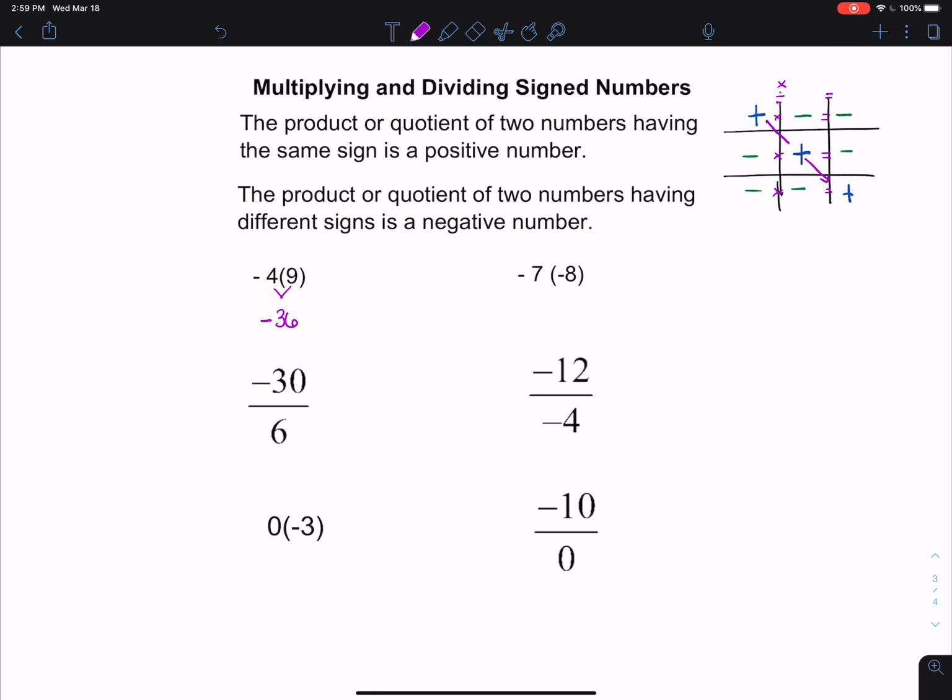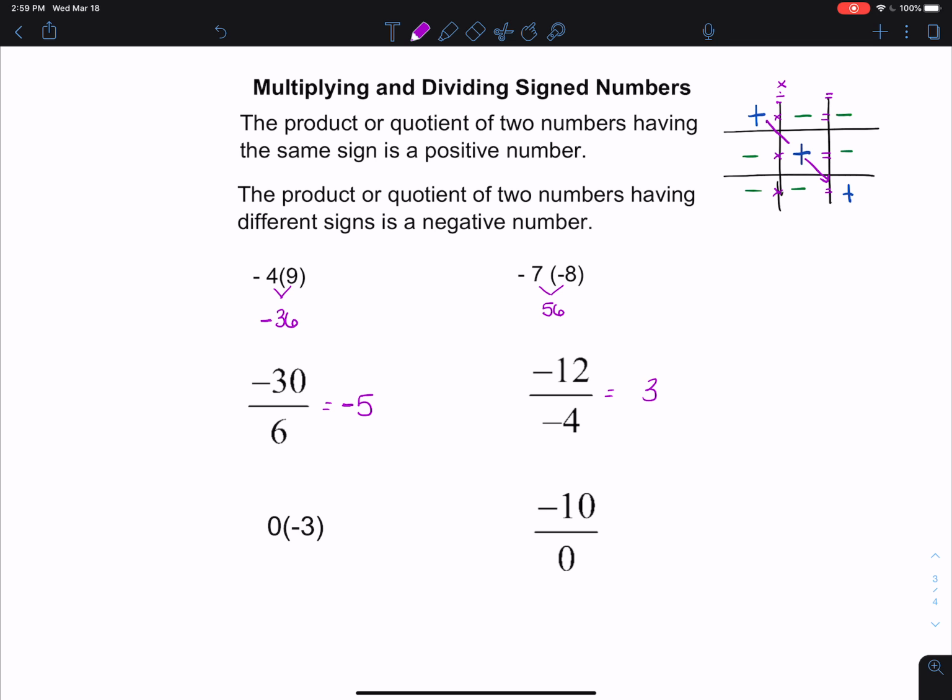If I look at -7 times -8, I know 7 times 8 gives me 56, and a negative times a negative gives me a positive. If I have -30 divided by 6, when I divide the number parts, I get 5. And a negative divided by a positive gives me a negative because they're different signs. If I have -12 divided by -4, well, I know 12 divided by 4 gives me 3, and a negative divided by a negative gives me a positive, so I have +3.